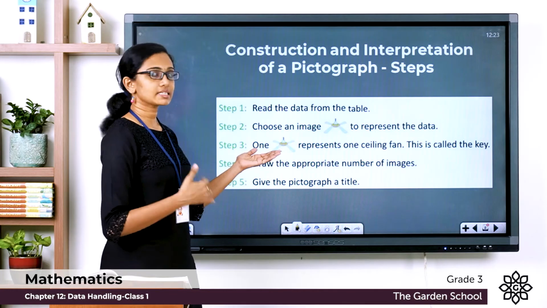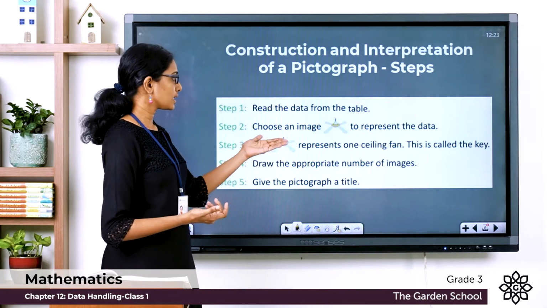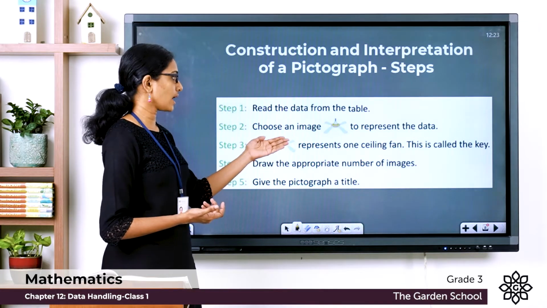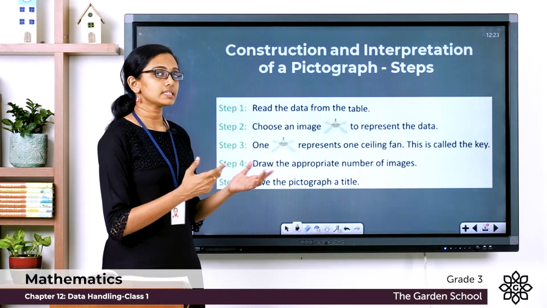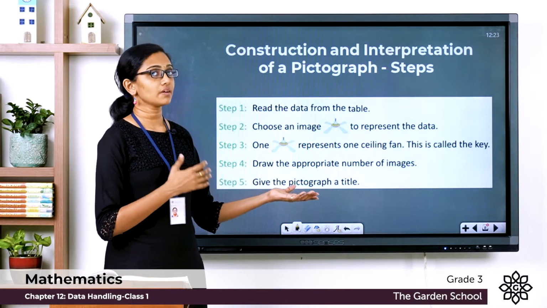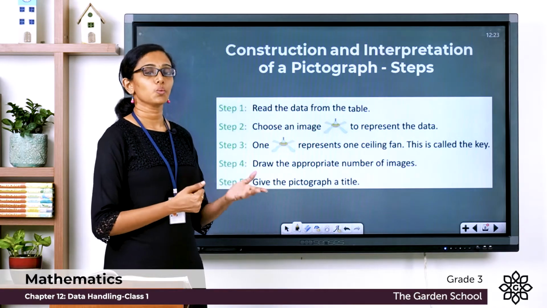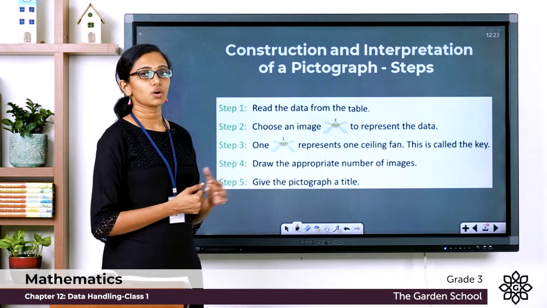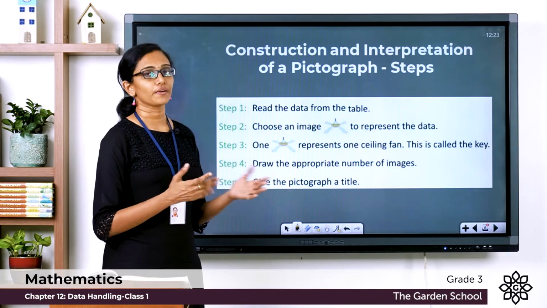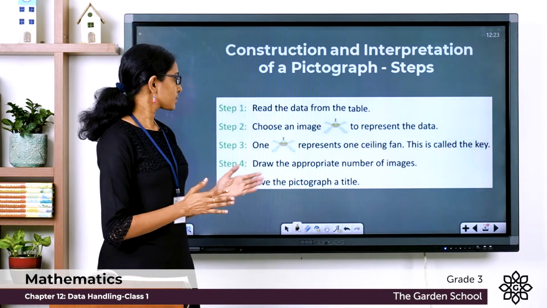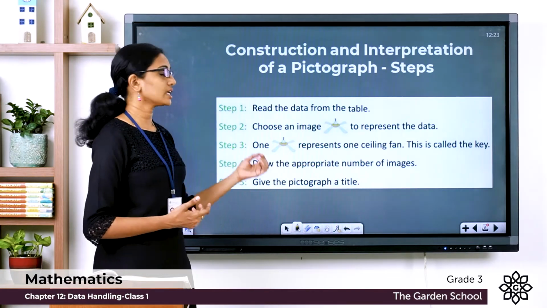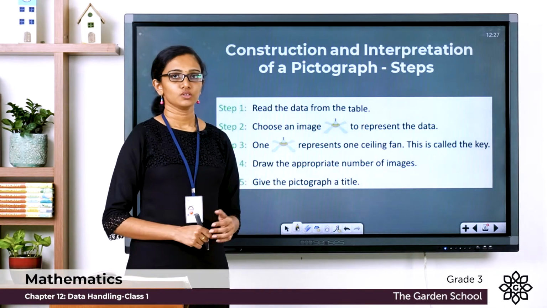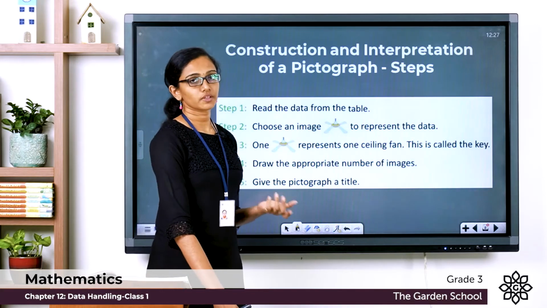In this case, let's form the key as one image or one symbol of fan represents one ceiling fan. So if one ceiling fan is represented in the pictograph, it means one ceiling fan was sold. 2 fans or 2 symbols means 2 fans were sold. Let's see that. Now the next thing is to draw the appropriate number of images, and then finally you have to give the pictograph a title. Now let's see the construction of the pictograph.